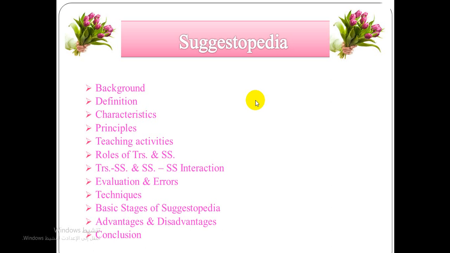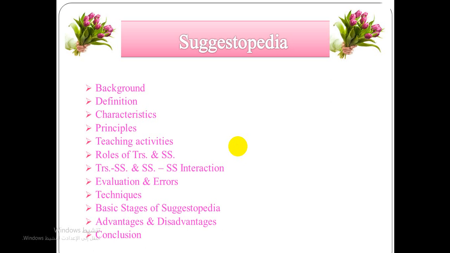Today, inshallah, we'll discuss these outlines, which relate to Suggestopedia: background, definition, characteristics, principles, teaching activities, roles of teachers and students, students' interaction, evaluation and errors, techniques, basic stages of Suggestopedia, advantages and disadvantages, and conclusion.